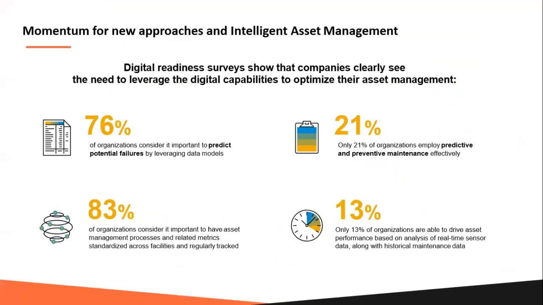So, and how is it going to help? Because 76% of the organizations consider it important to predict potential failure by leveraging data models. These are certain statistics from digital readiness surveys that show companies clearly see the need. But unfortunately, though there is a need, there are still lots of gaps, and they see the need of the right consultant in place to help them during this digital transformation journey.